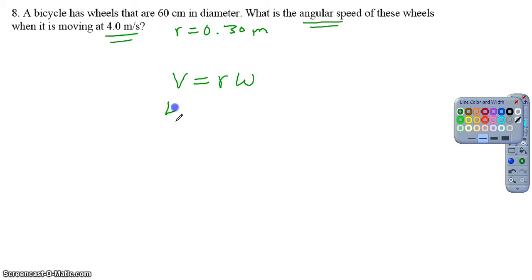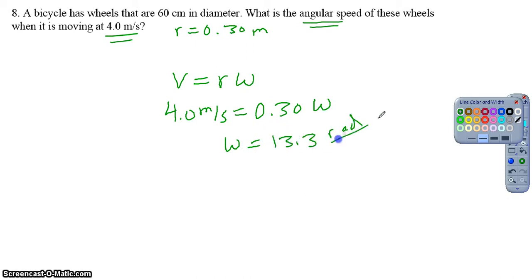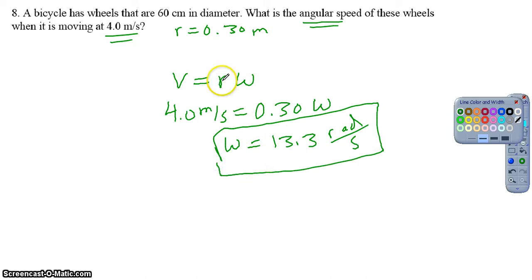Our linear velocity is 4.0 meters per second. I know that's my linear velocity since it includes the quantity of meters and not just radians per second. So 4.0 meters per second equals my radius of 0.30 meters times my omega, and solving for omega, we get about 13.3 repeating radians per second. So again, not too tricky with this one. Every once in a while there will be a relatively straightforward problem, and this one wasn't too tough.